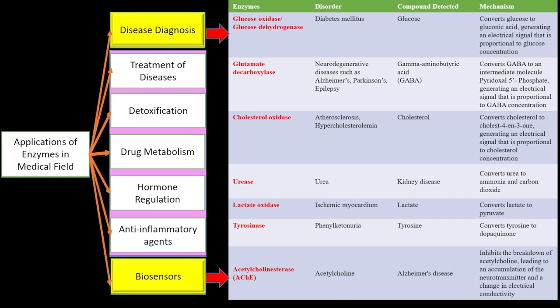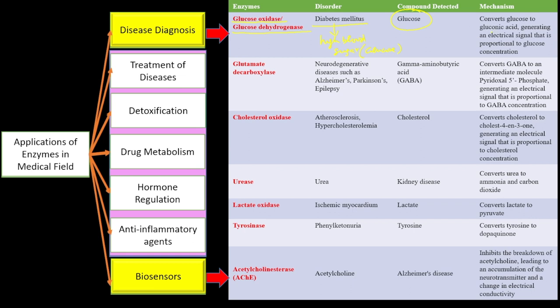As far as disease diagnosis is concerned, you can use different types of enzymes for detection purposes. For example, we can use glucose oxidase or glucose dehydrogenase. These are the two different enzymes you can use, and they can be used to detect diabetes mellitus. You know that diabetes mellitus is a disease where you have high blood sugar. Sugar means glucose, okay? So in this case, you are going to use glucose oxidase or dehydrogenase, depending upon the different types of products, and you are going to detect the compound.